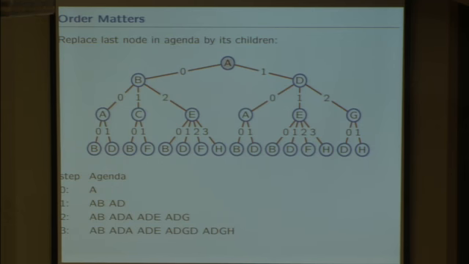Now, we start by initializing the agenda to the node that represents the start state. So that's A, the path A. Then pull out the last node in the agenda, that's A, and replace it by its children. Its children are still AB and AD, just like before. Now the answer differs from the previous answer because when I pull out the last node, I'm pulling out AD now instead. And now I replace AD by its children, which are ADA, ADE, ADG.